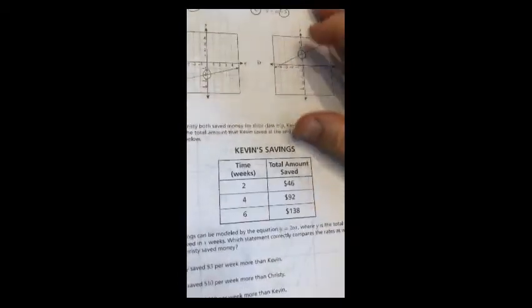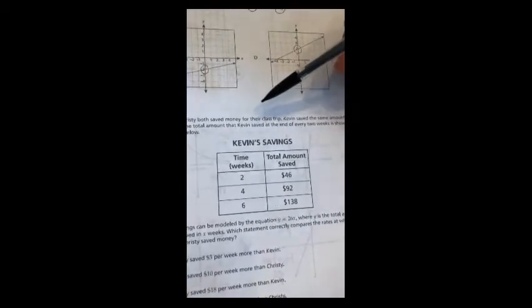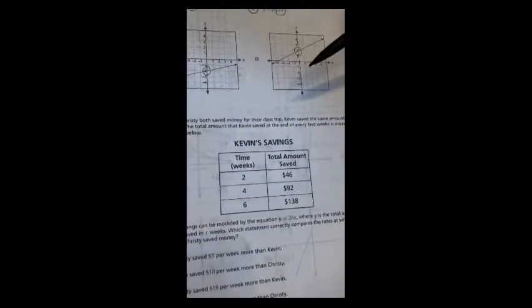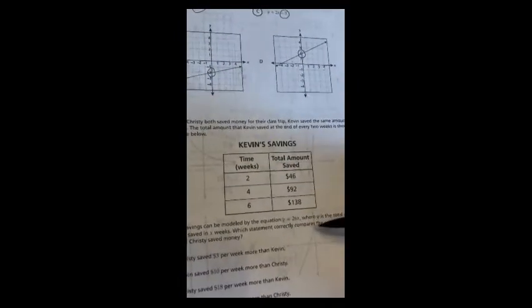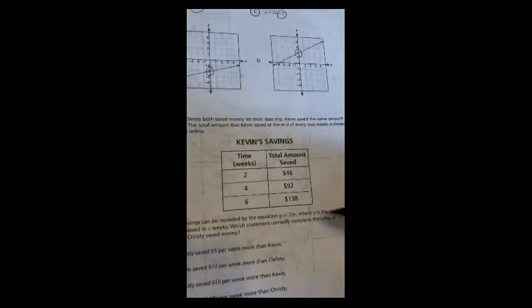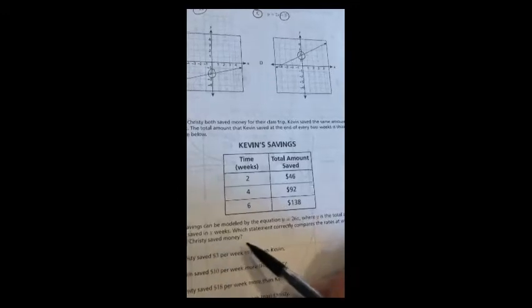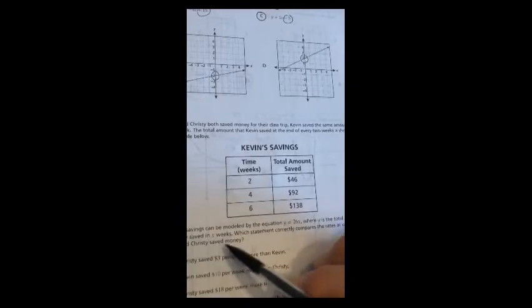All right, here we go. Kevin's savings. Kevin and Christy both saved money for their class trip. Kevin saved the same amount each week. The total amount that Kevin saved at the end of every 2 weeks is shown in the table below. So here we have Kevin's savings: time in weeks, total amount saved. Christy's savings can be modeled by the equation y equals 26x, where y is the total amount of money saved in x weeks. Which statement correctly compares the rates at which Kevin and Christy save money?